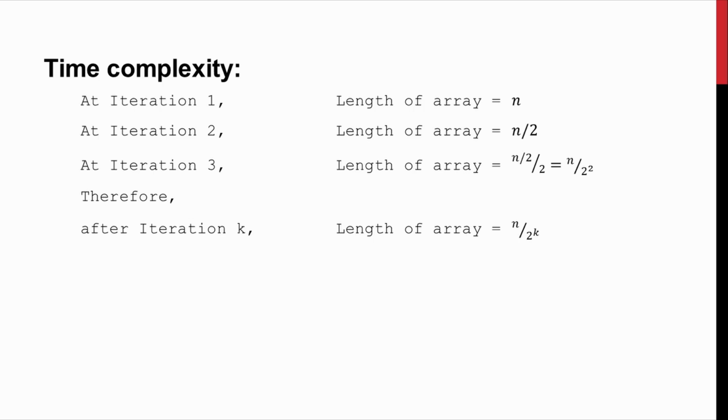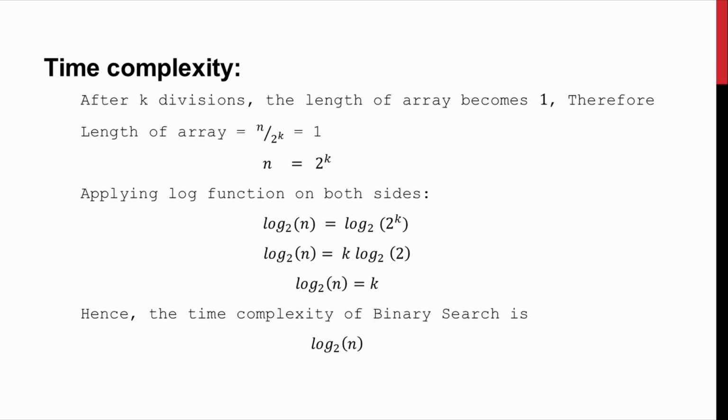Therefore, after k iterations, the length of the array is n divided by 2 raised to the power k. After k divisions, the length of the array becomes 1. Therefore, n divided by 2 raised to the power k is equal to 1. That means n is equal to 2 raised to the power k. Now we apply the log on both sides. Then we have log n base 2 equal to log of 2 raised to the power k base 2. So log n base 2 is equal to k log 2 base 2. This log 2 base 2 is 1.